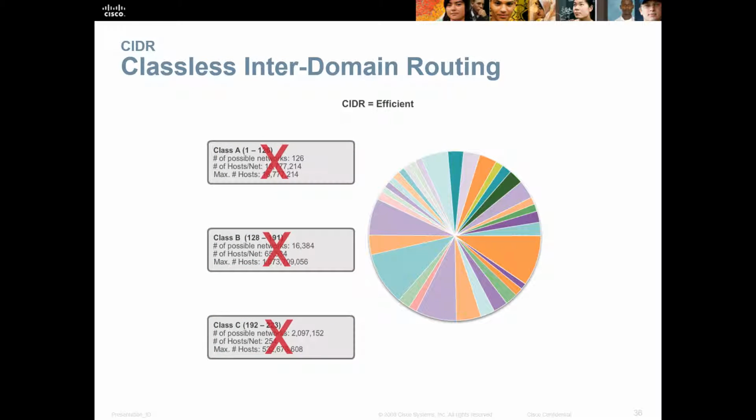So classless came in. CIDR equaled more efficiency. Became more efficient. We broke our classes and we said we can change them to whatever we needed.